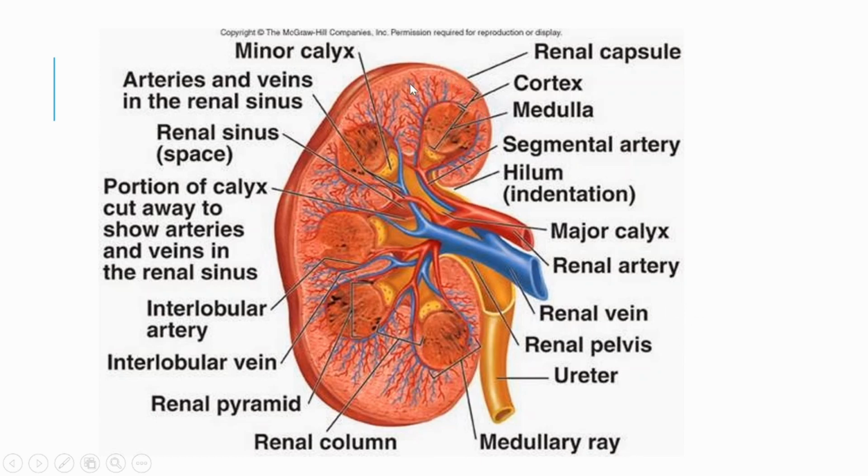So here we have the kidney. Again, it's like a bean-shaped structure. Which came first, the kidney bean or the kidney? I do not know. And we have a few layers to this kidney.